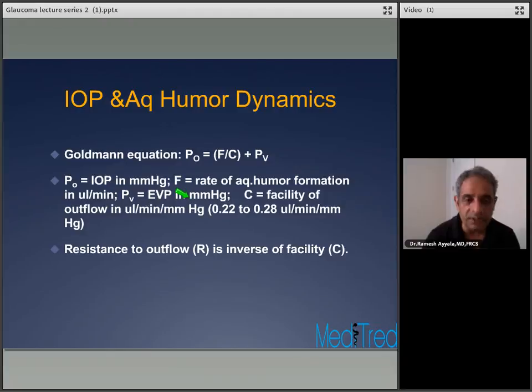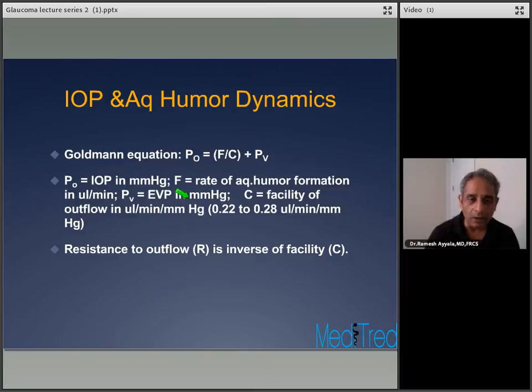P0 here is intraocular pressure in millimeters of mercury. F is the rate of aqueous humor formation in microliters per minute. PV is the episcleral venous pressure in millimeters of mercury. C is the facility of outflow in microliters per minute per millimeter of mercury. And usually the number that is thrown out for C, the facility of outflow, is 0.22 to 0.28 microliters per minute per millimeter of mercury.